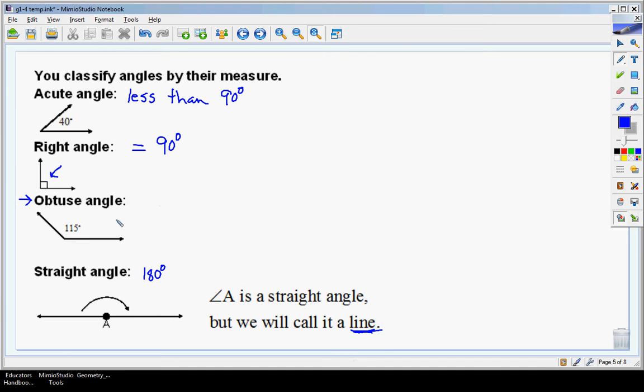This is where people make mistakes. What does it mean to be obtuse? More than 90, but less than 180. Very good. It's more than 90, but it's also less than 180. And a lot of people forget about this second part. Questions about how to classify an angle, whether it's acute, right, obtuse, or straight.